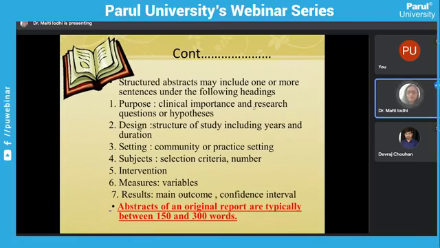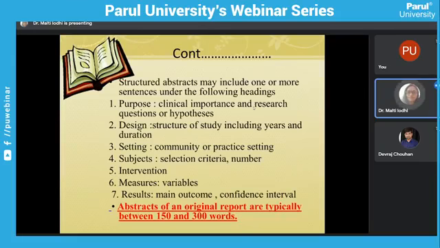First, purpose: the clinical importance and the research questions or hypothesis have to be included. Then design: the structure of the study, including year and duration, which type of research design you have used and in which year you did this study. Then setting: where it was done, in the community or a hospital setting. Then subject selection criteria and number: sampling criteria, sampling techniques, sample size, everything you have to discuss.